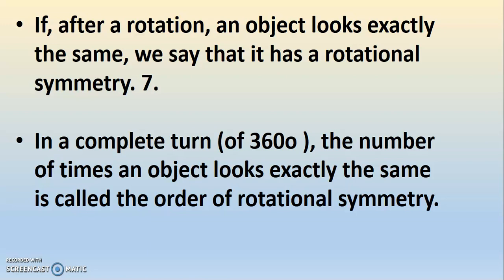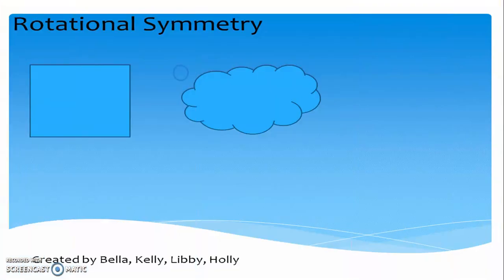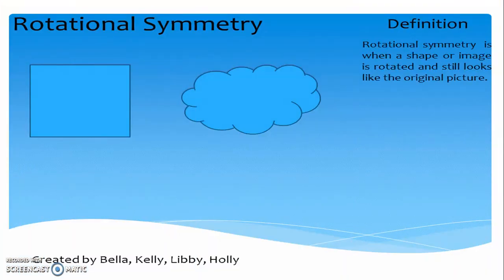Then what is order of rotation? In one complete turn, what is the angle of one complete turn? It is 360 degree. In that one complete turn, the number of times an object looks the same is called the order of rotational symmetry. Even this we discussed in depth in previous classes. Okay, children? And here is an example for that.